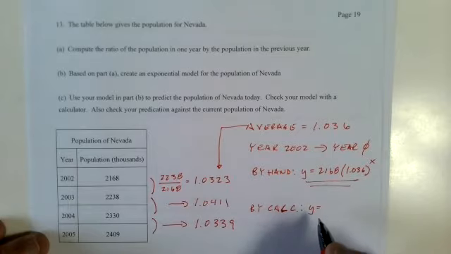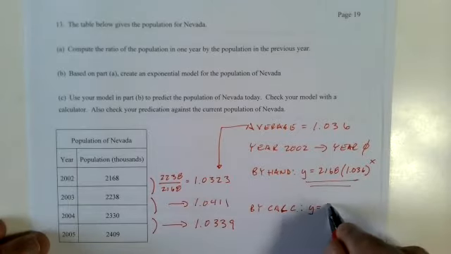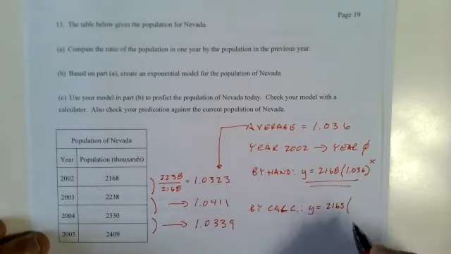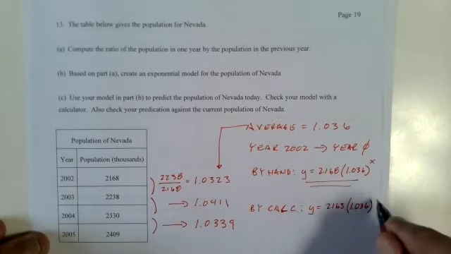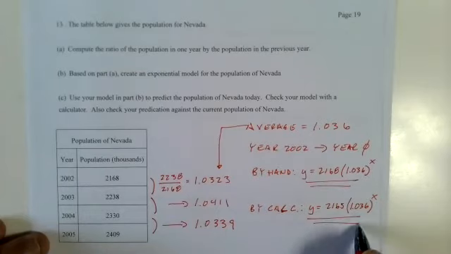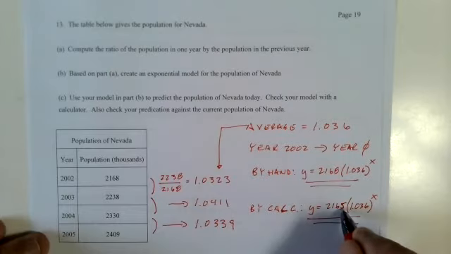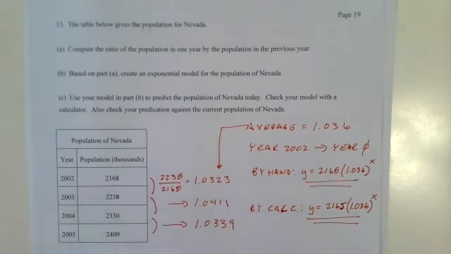Y equals 2165, 1.036, interesting. If that's how the calculator does it. Although it got a slightly different original answer, so who knows what the heck the calculator does. And calculator gets the current population of Nevada.